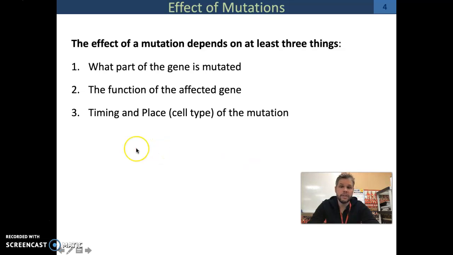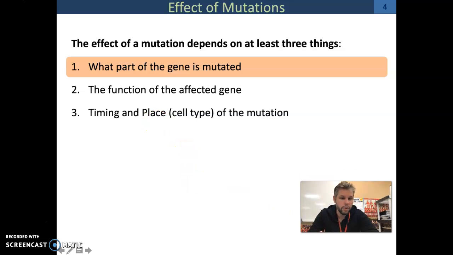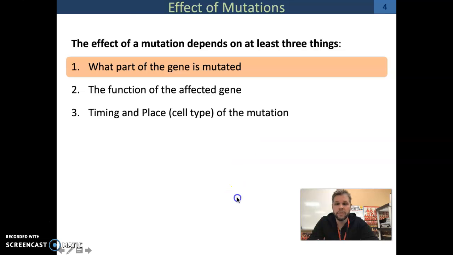Now, here's what we want to get done in these notes. I'm not going to do all of this today. What I'm going to focus on today is just part one of this. So what we want to look at is the effect that mutations have overall on the organism or the protein really being made. Today I'm going to focus on what part of the gene is actually mutated, right? And then we'll talk about the function of the affected gene and then the timing and place or the cell type of the mutation. That's what we'll go through today, is this part one.